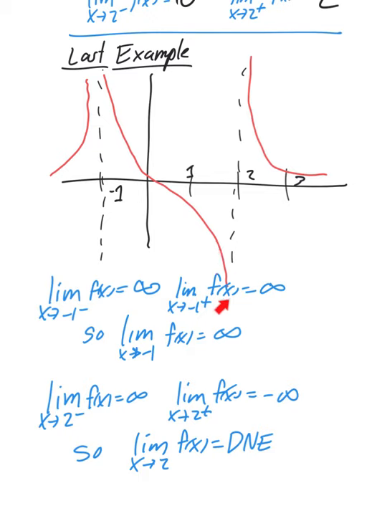As x approaches 2, f of x approaches minus infinity. So I've said this backwards and I'm going to fix it. As x approaches 2 from the left, the limit is minus infinity. But as x approaches 2 from the right, it's going up to positive infinity. Now, that's a jump discontinuity. The limit on the left and the limit on the right are different, so we say the limit does not exist.